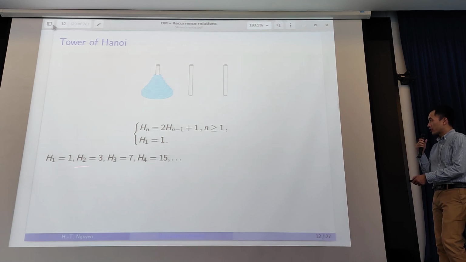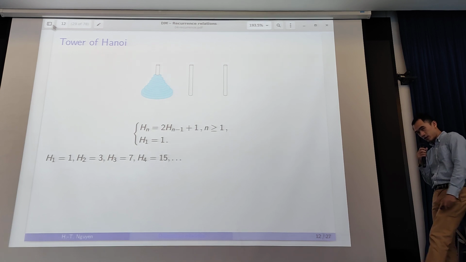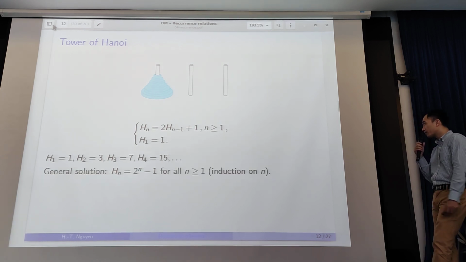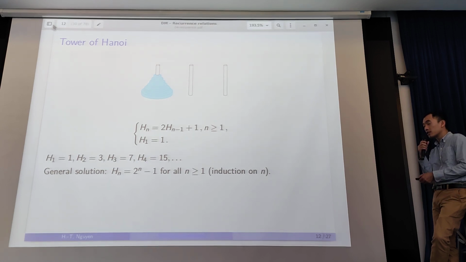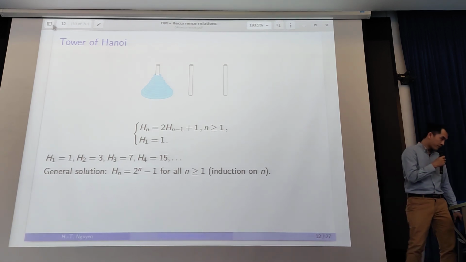So you can continue this calculation and you can get 1, 3, 7, 15, and you may see something quite familiar here. If you add 1 to each value, then you have 2, 4, 8, 16, and then 32, and so on. And you can prove by induction that the general formula for the terms of this sequence is Hn equals 2 to the power n minus 1. Okay?